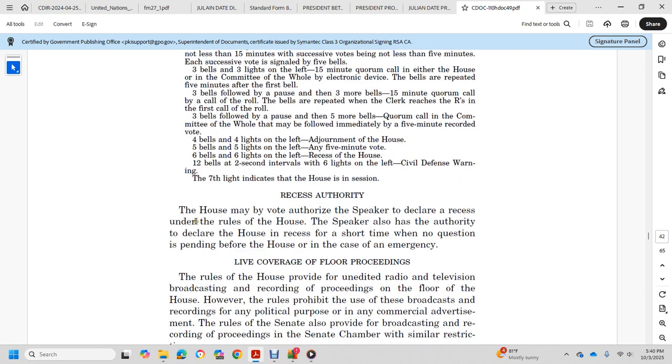Recess authority. The House may authorize the Speaker to declare a recess under the House rule. The Speaker has the authority to declare the House in recess for a short time, with no question pending, in case of emergency.